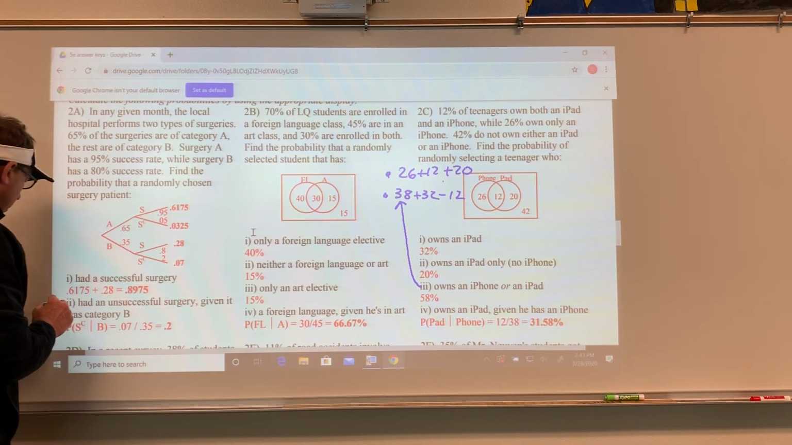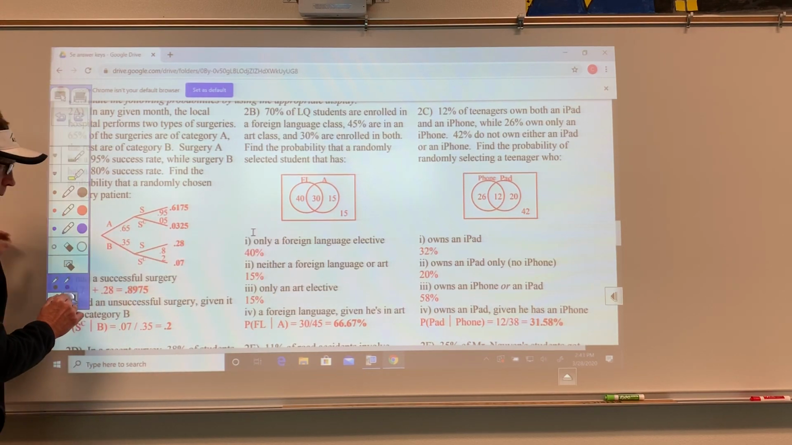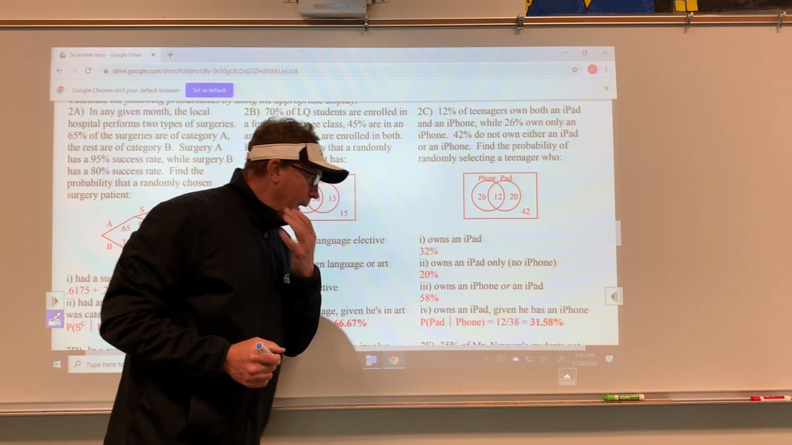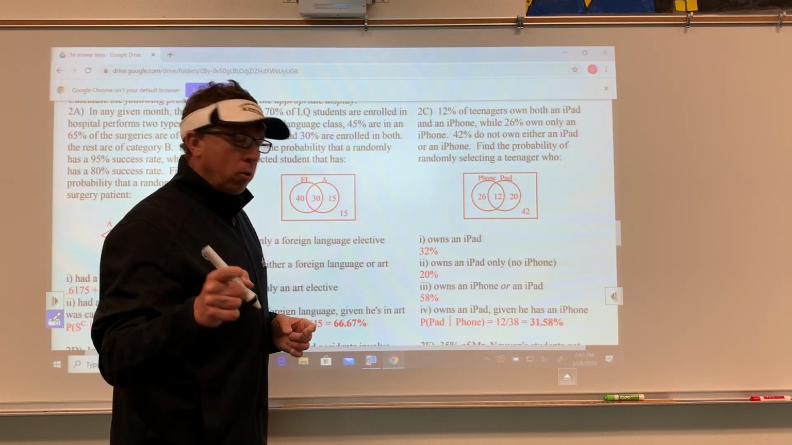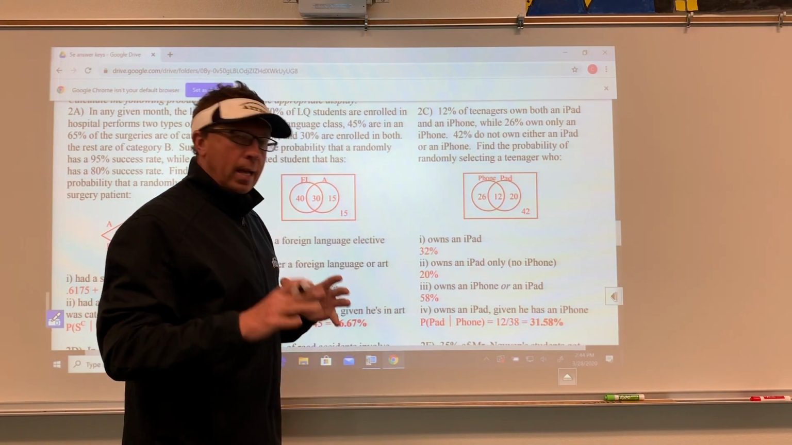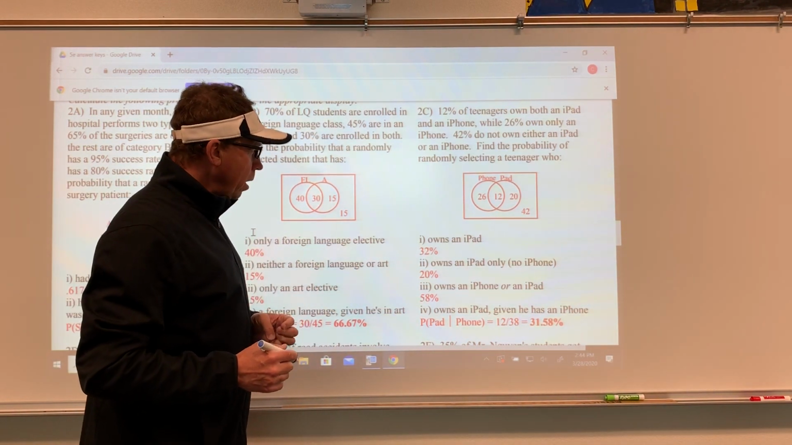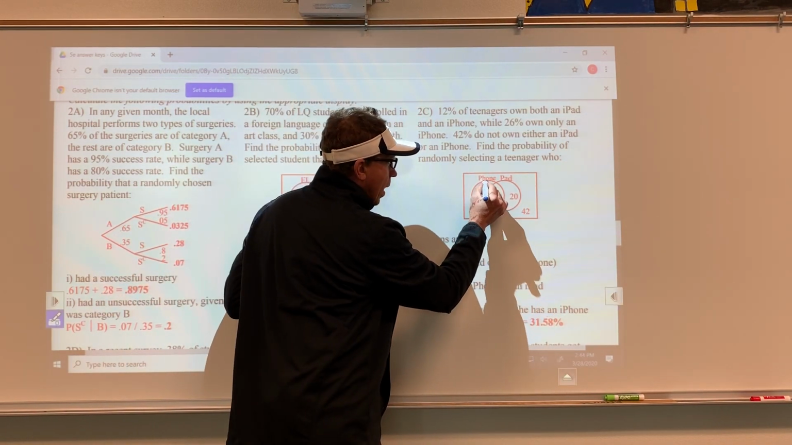And then the last one, number 4, is owns an iPad given he has an iPhone. Owns an iPad given he has an iPhone. Okay, so given he has an iPhone is this right here.